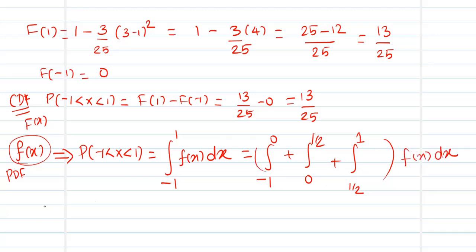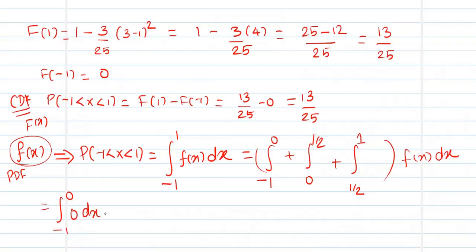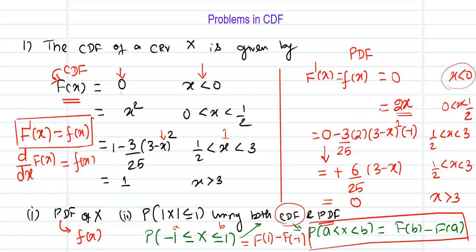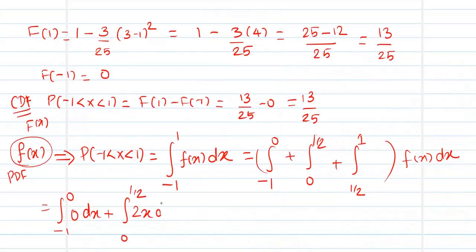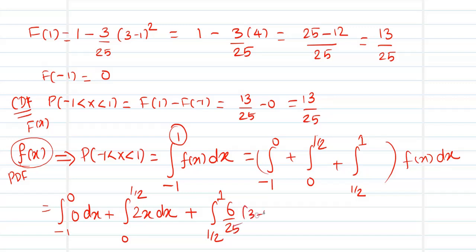Now let us substitute the value of f of x for these intervals. From minus 1 to 0, what is our f of x? In this negative portion, f of x is 0, so substitute 0 dx. Between 0 to half, the value taken by the function is 2x, so this is 2x dx. The next interval is from half to 1. Keep in mind the upper limit we require is only 1. Over here we have till 3, but don't go till 3; the requirement is only till 1. So stop at 1. The value taken by this function from half to 1 is 6 by 25 times (3 minus x), so 6 by 25 times (3 minus x) dx.